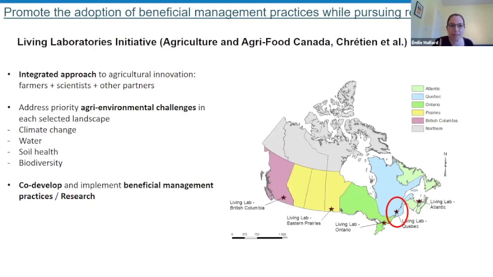So this is an integrated approach to agricultural innovation, which reunites farmers, scientists, and other partners. All together, they co-develop projects to address priority agri-environmental challenges in different landscapes across Canada. So last year, the Living Lab in the Atlantic, more precisely in Prince Edward Island, started, and the Living Lab in the province of Quebec should begin this year if the project is approved.